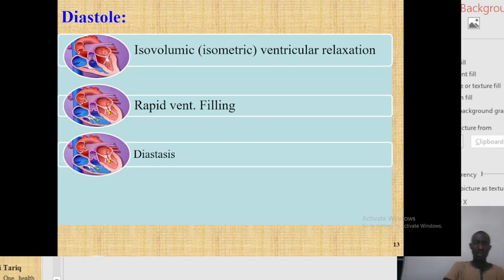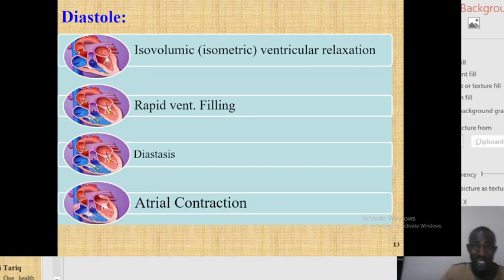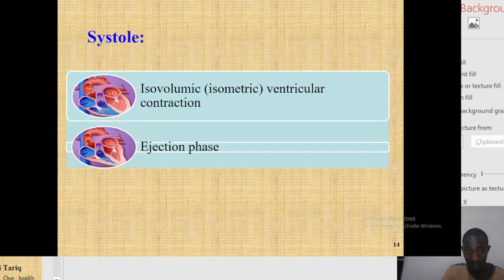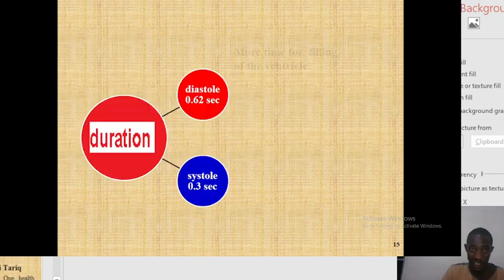So this was the example that we have given. It will continue being a cycle. The ventricles are filled with blood, through the diastasis and then the contraction of the atrium. Then systole, where the ventricles contract, ejecting blood. And the whole step will repeat again. But the diastole is always longer than systole.